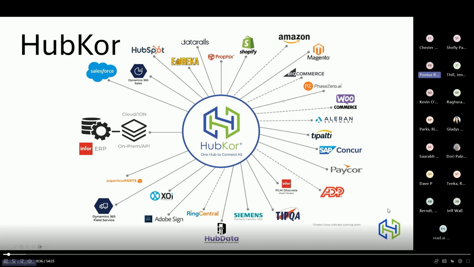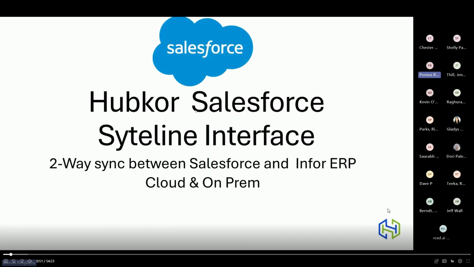And there's other products around here too. I'm not going to get through it, but everything from e-commerce to API automation, and so on. So I'm just going to skip to my next slide. If you have any other interest, you can certainly reach out if there's anything else you'd like to hear or have a one-on-one demo on. So again, we're talking about the HubCore Salesforce Sightline interface.